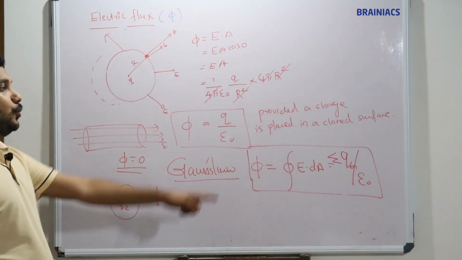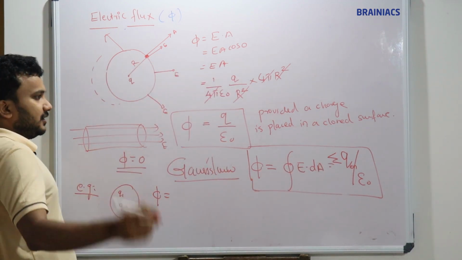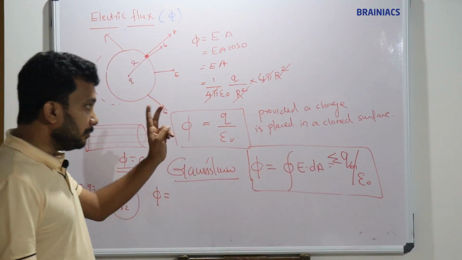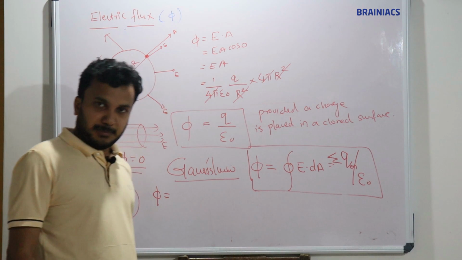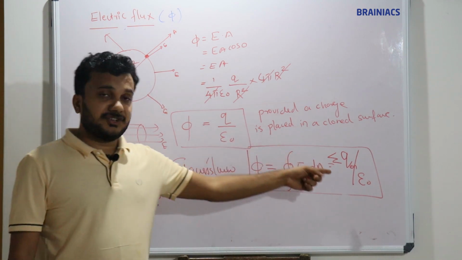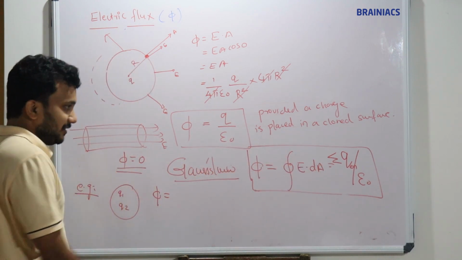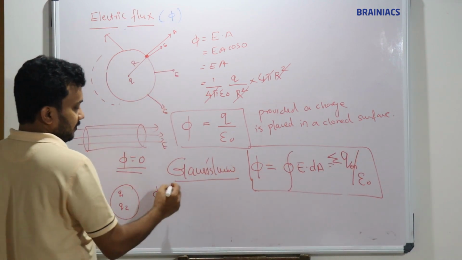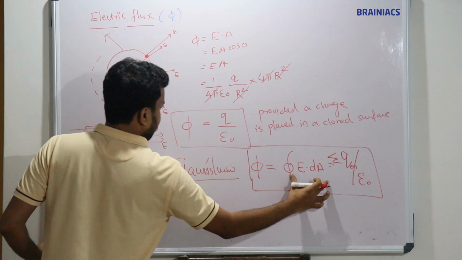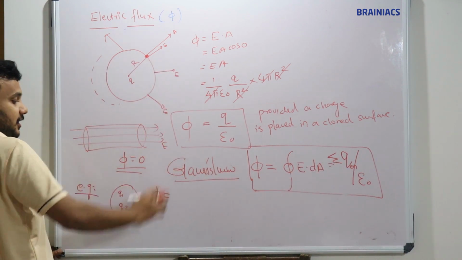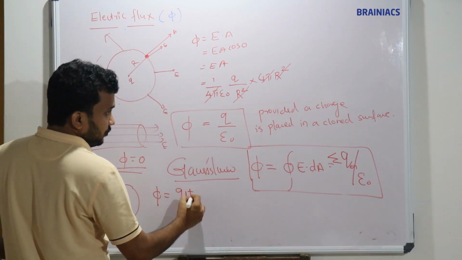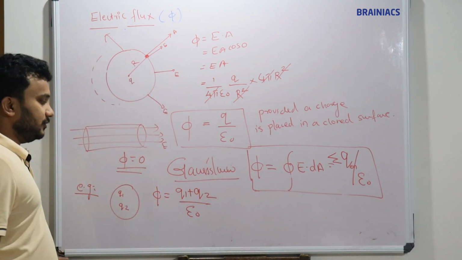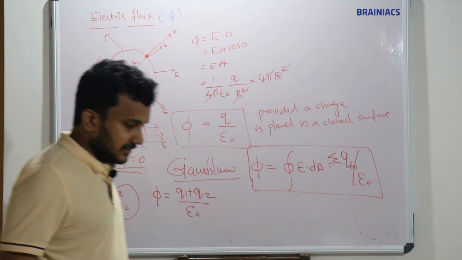So sigma Q enclosed. You will not see this sigma sign in the majority of the books you are referring to, but I would like to keep it as sigma. Some reference books also mention this sigma, so it doesn't matter. It only includes the number of total charges. So how many charges will be here? Total flux will be equal to the charges enclosed within the surface, Q1 plus Q2, divided by epsilon 0. This is called flux.